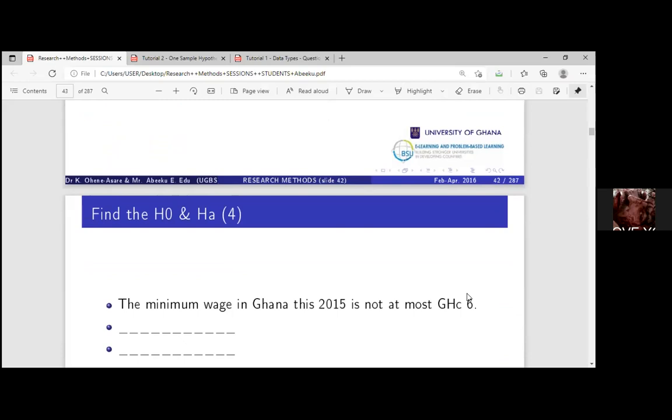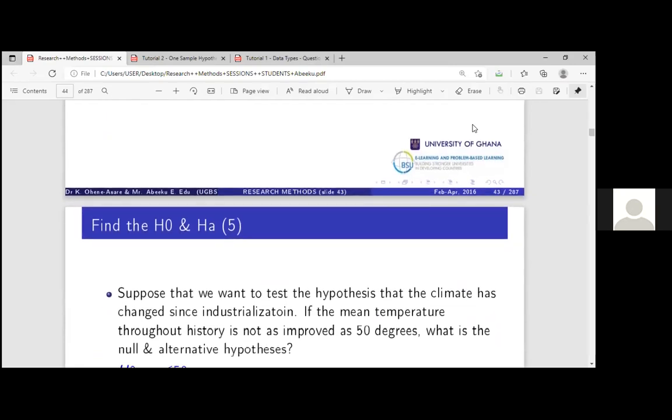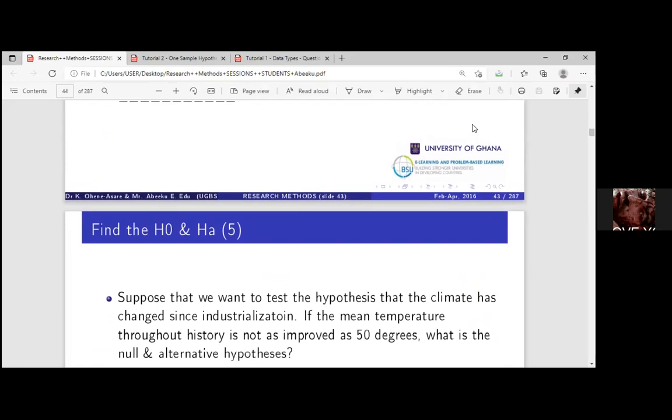So the minimum wage in Ghana this 2015 is not at most six. I believe you can formulate for that. Now, let's formulate for this. Suppose that we want to test the hypothesis that the climate has changed since industrialization. If the mean temperature throughout history is not as improved as 50 degrees, what is the null and alternate hypothesis? Which word or group of words there correspond to a sign?